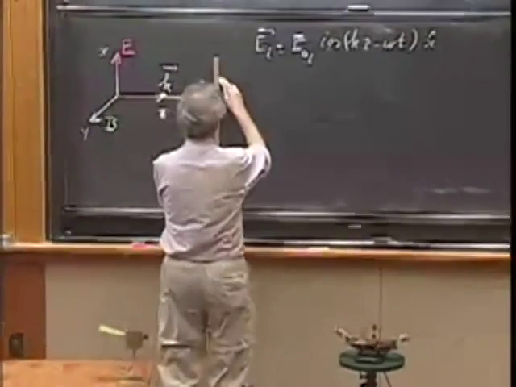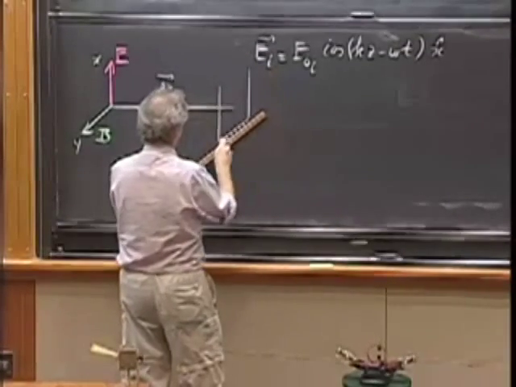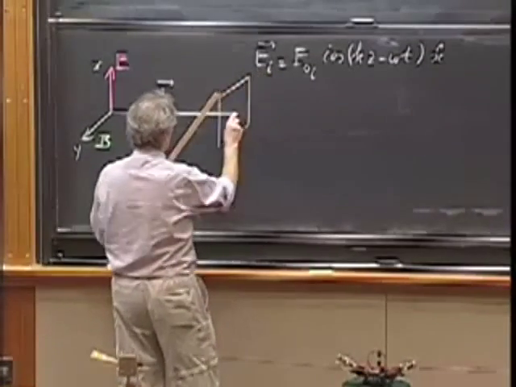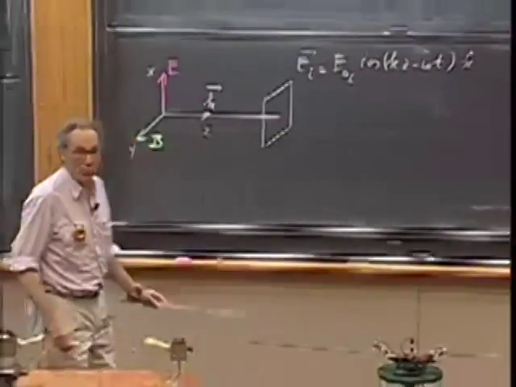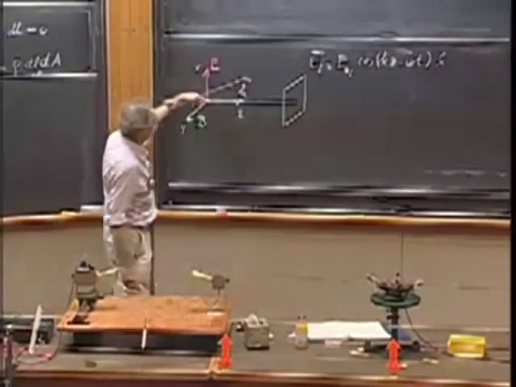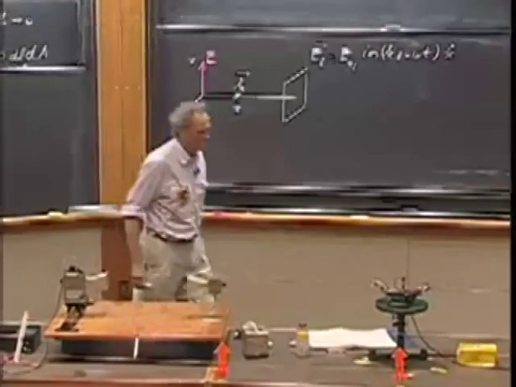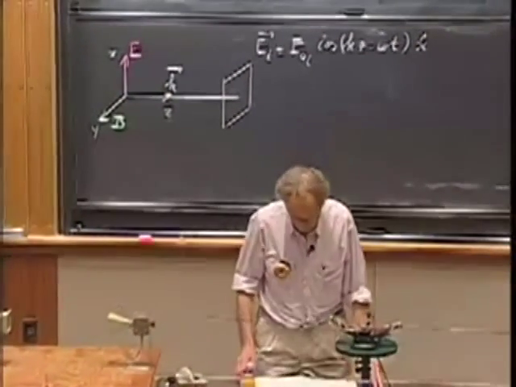But now what I'm going to do, I'm going to put here a perfect conductor. And so the E vector arrives there. There is no normal component to the E vector, so I don't worry about E of n. I only have E of t, and that E of t must become zero at the conductor.